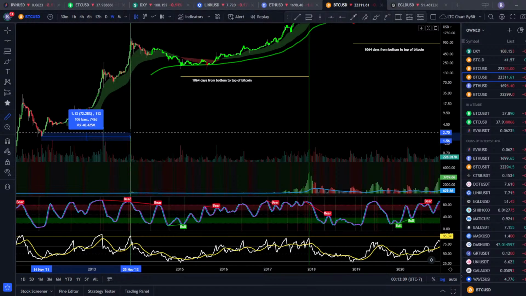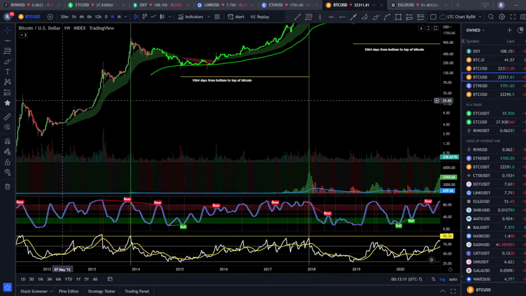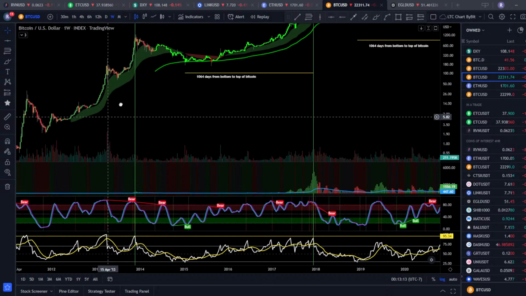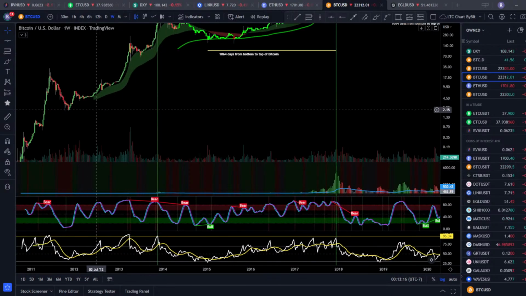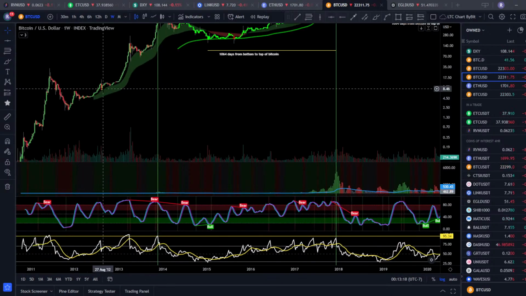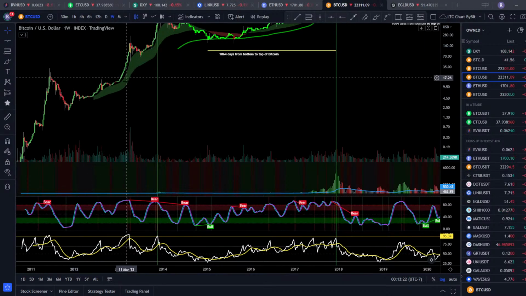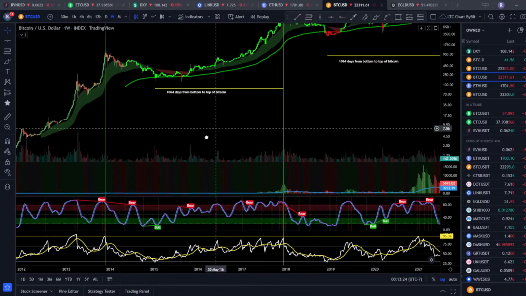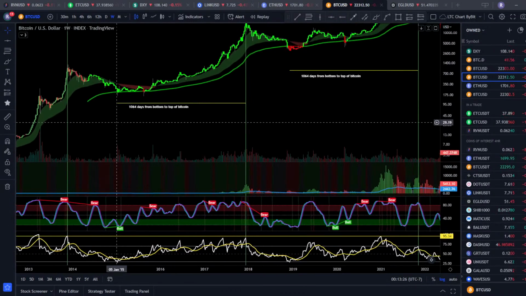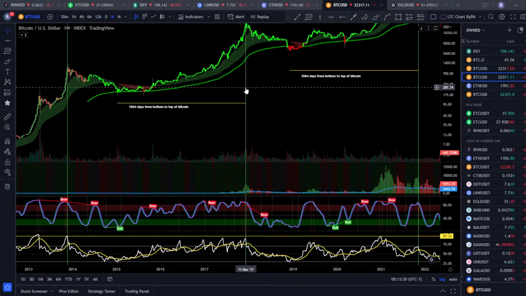Well, 742 days, but the only reason why I don't count this is because this is when Bitcoin had super low liquidity, and you could buy $10 worth of Bitcoin, and that would move the price dramatically. So that's why you don't count this one. This is when more money was in Bitcoin. 1,064 days from the very bottom of the bear market to the very top of the bull market.